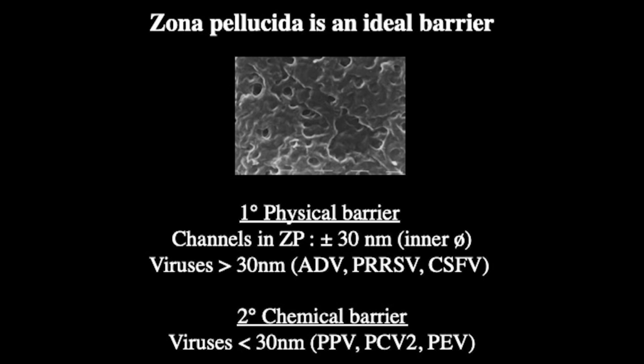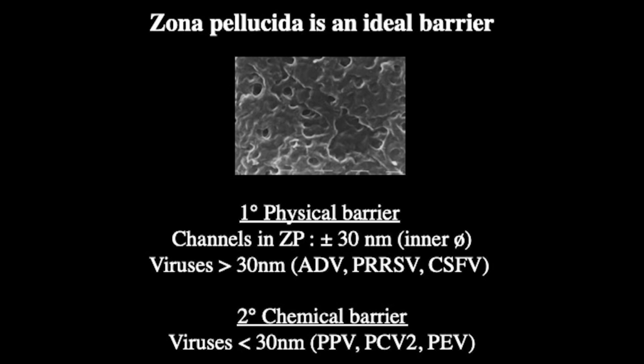And he came to the conclusion that these holes are 30 nanometer. So that means 30 nanometer, this is extremely small. That means a lot of viruses like Aujeszky's disease virus, PRRS, and classical swine fever virus, they will never enter the zona. But of course, as I told you before, the very small ones, entero and parvo, they will not infect the embryos.